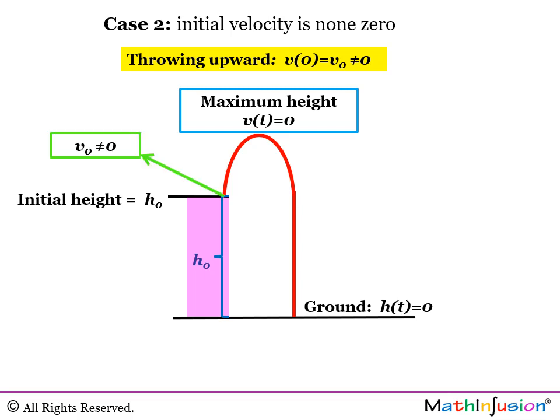Here it gets an initial velocity, which in this case is not 0, and we get h of t equals negative half g times t to the power of 2 plus v sub 0 t plus h sub 0.